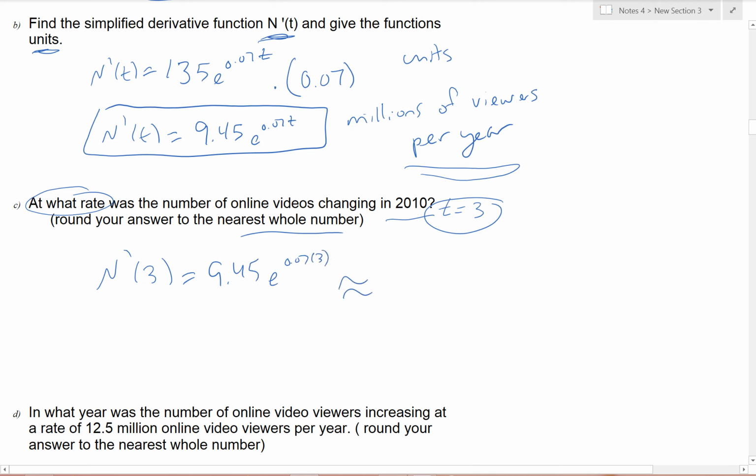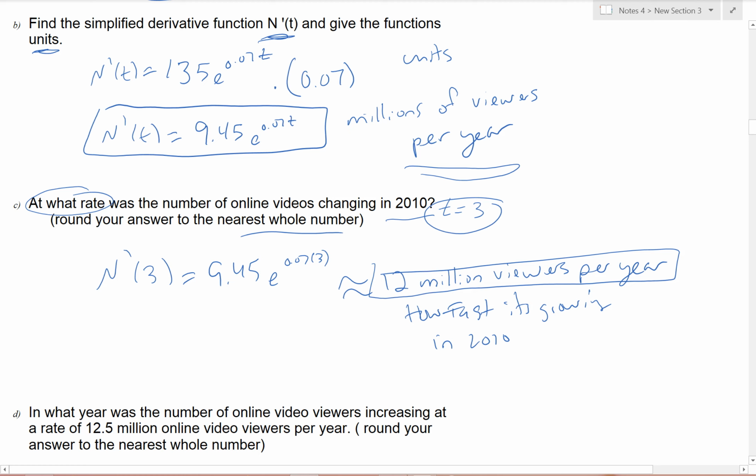Again, round to the whole number, so it comes out 11.67, so round to 12. So 12 million viewers per year is how fast it's growing in 2010, right? That's the speed of growth. 12 million viewers per year.